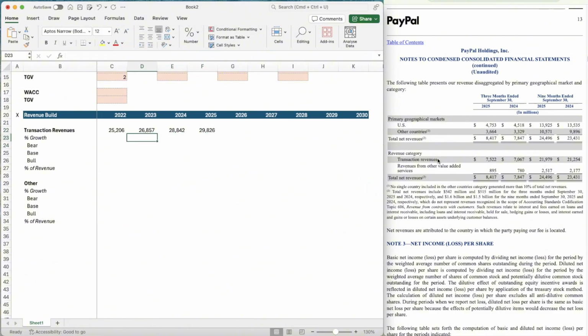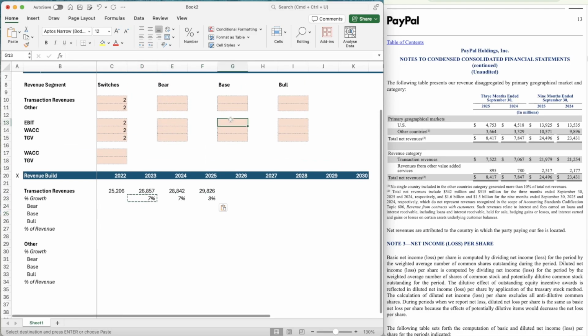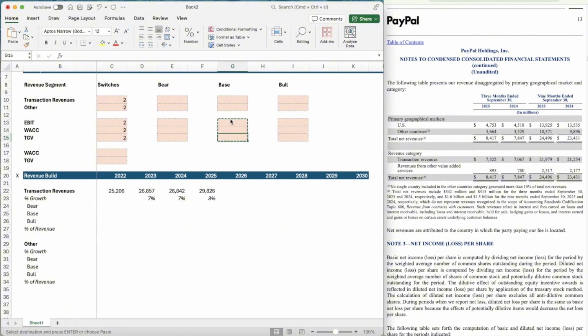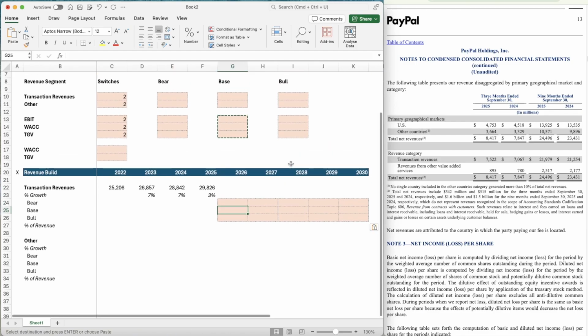to work out the growth rate, you just take the year that you're looking at, divided by the previous year minus 1, convert that into a percentage. Copy it across. There we have it. Now, what we want to do is forecast the sales growth, so where we think it's going to go.